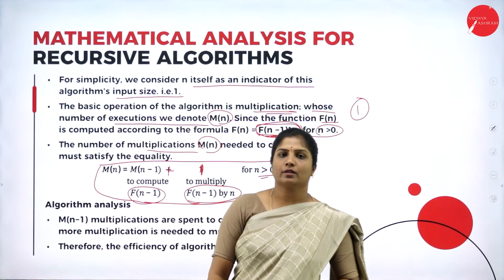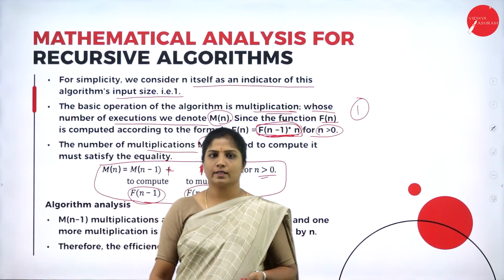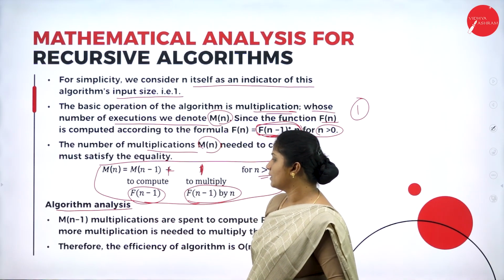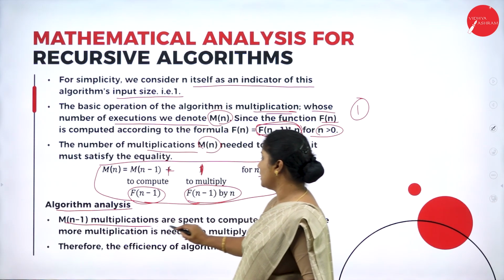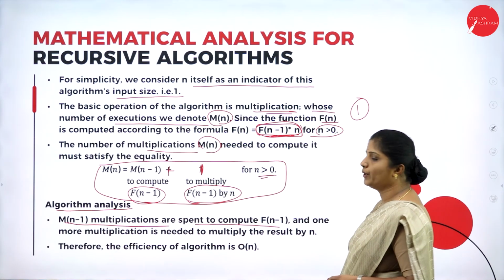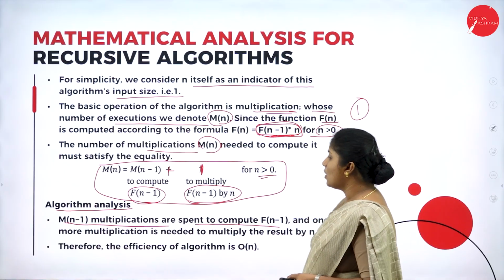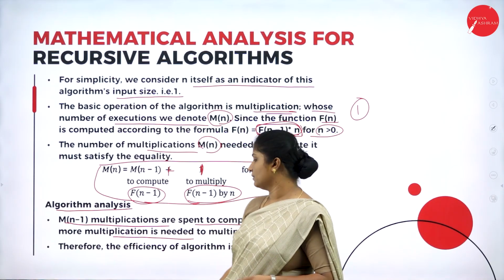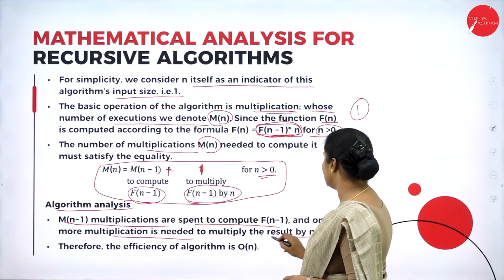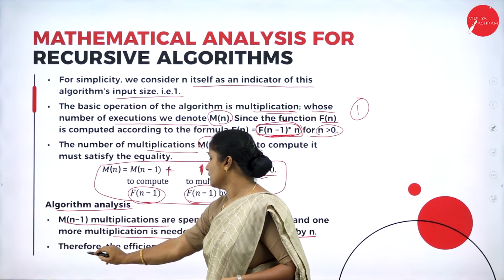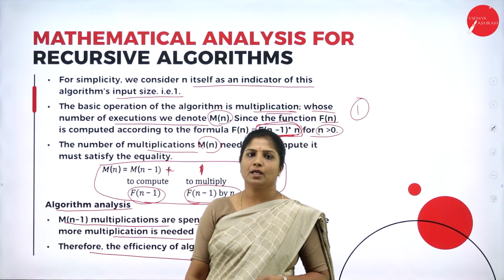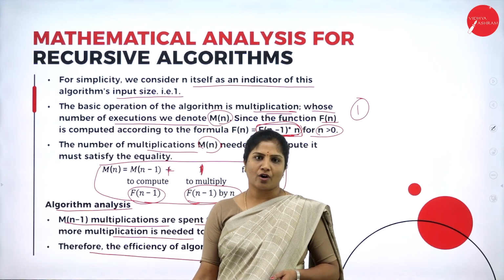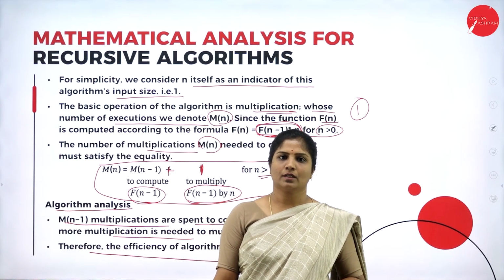So after computing the n factorial, we are going to analyze the algorithm. M of n minus 1 multiplications are spent to compute f of n minus 1, and one more multiplication is needed to multiply the result by n. Therefore, the efficiency of the algorithm is big O of n. The basic operation is used n minus 1 times.